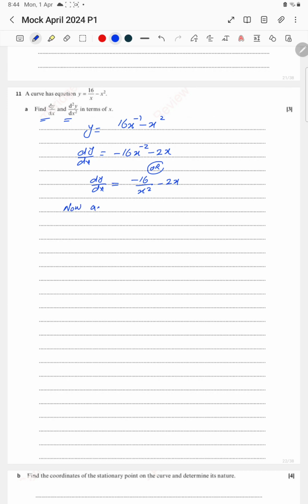Now differentiate again. We have to find the second derivative, d2y by dx squared. From here it will be 32x power minus 3 minus 2, right? Or you can write 32 by x cubed minus 2. That's your second answer. I hope it is clear.